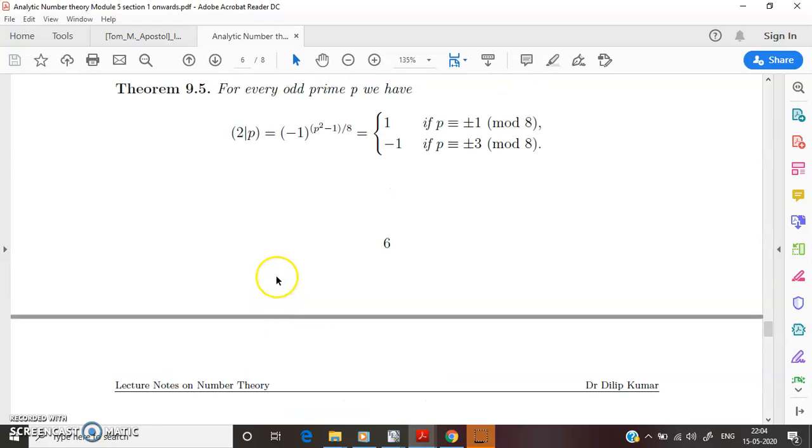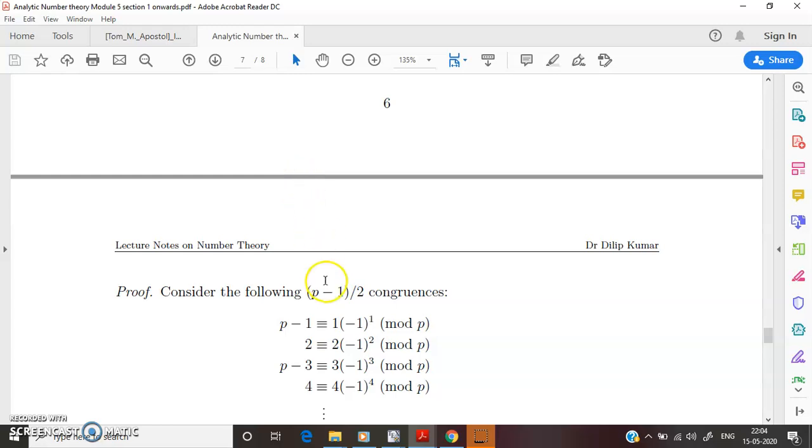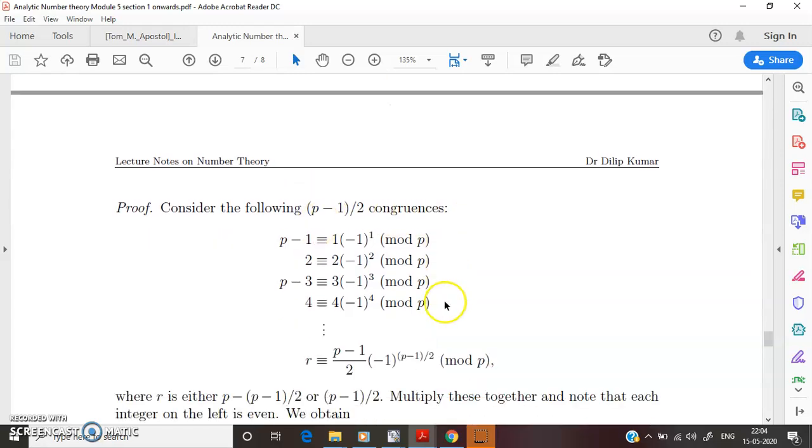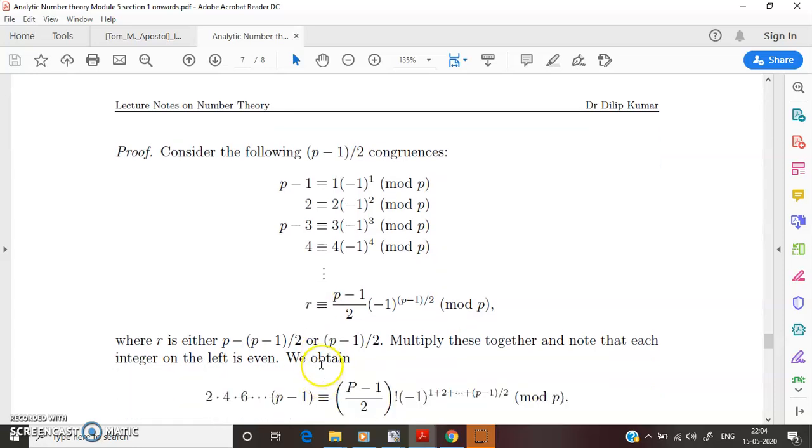Other than the previous case, here we will consider the (p minus 1)/2 congruences. This can be taken because of the quadratic residues. If you consider the quadratic, there will be (p minus 1)/2 quadratic residues for an odd prime p. So we can take these congruences. That is, p minus 1 is congruent to 1 times (-1) raised to 1 mod p. p minus 2 is congruent to 2 times (-1) raised to 2 mod p. p minus 3 is congruent to 3 times (-1) raised to 3 mod p, like that.